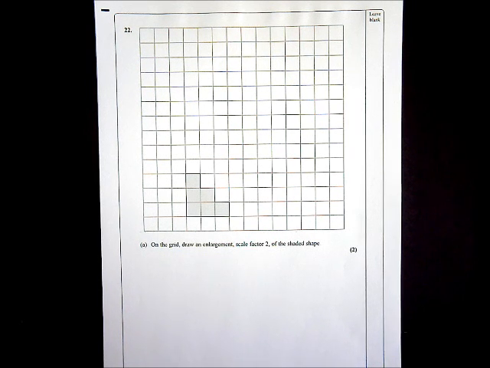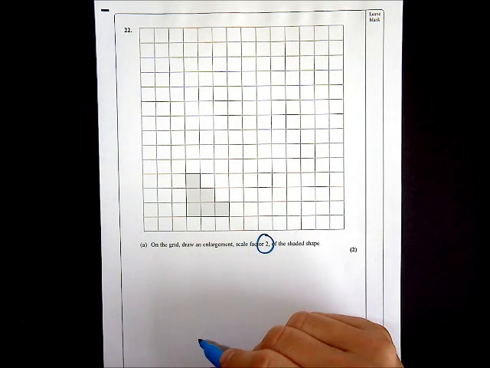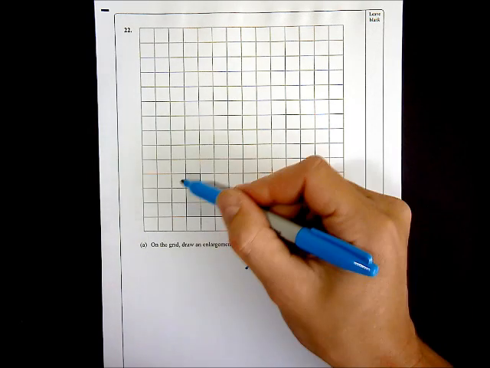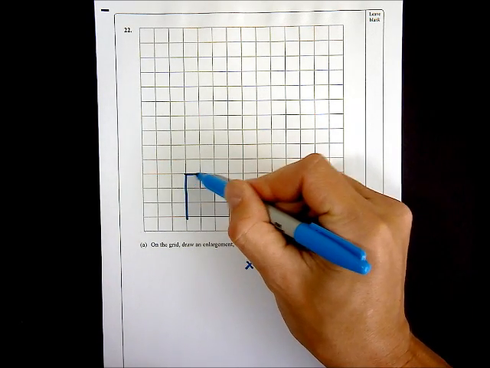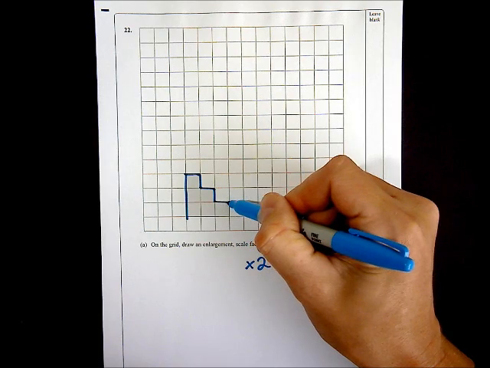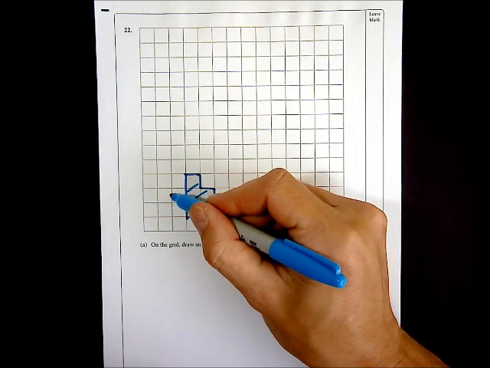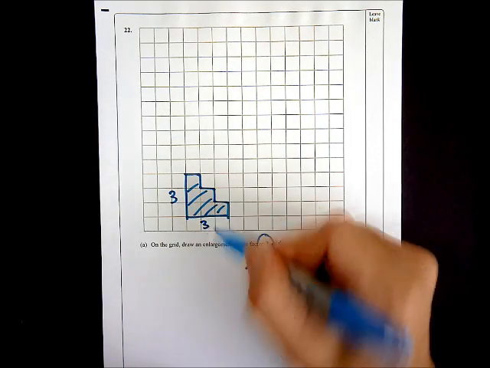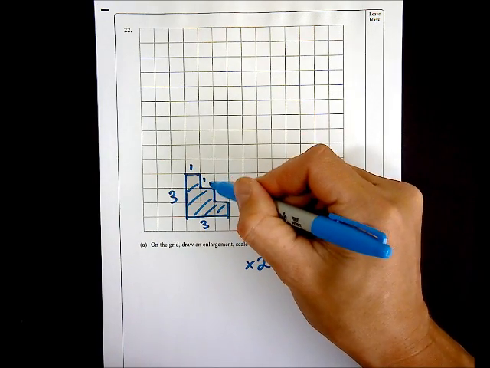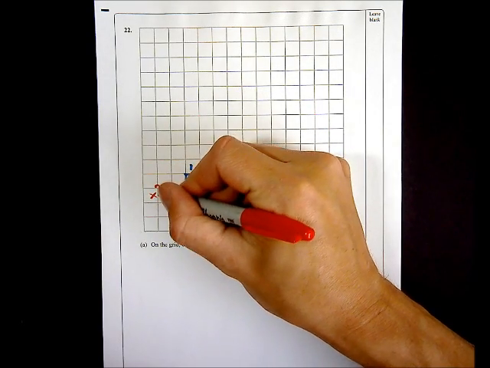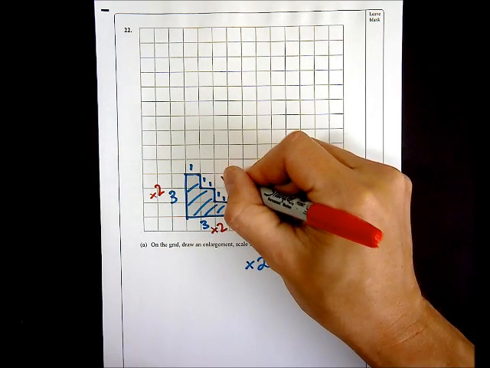On question 22, I'm asked to draw an enlargement of scale factor 2 of the shaded shape. That means I'm going to have to multiply all of the sides by 2. So I'm going to just go over the original shape so that you can see it a little bit more clearly. This is the original shape. And this side here is 3 squares long, this one here is 3, and all the others are 1 square long. So what I'm going to do is take all of those distances and multiply them by 2.